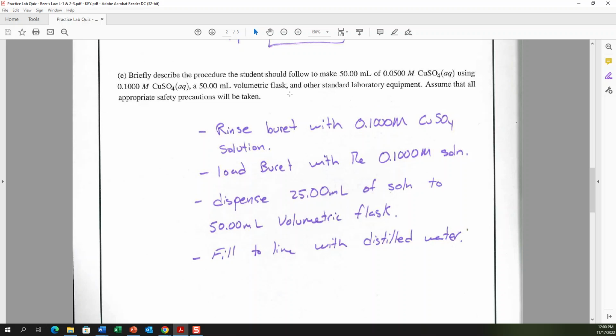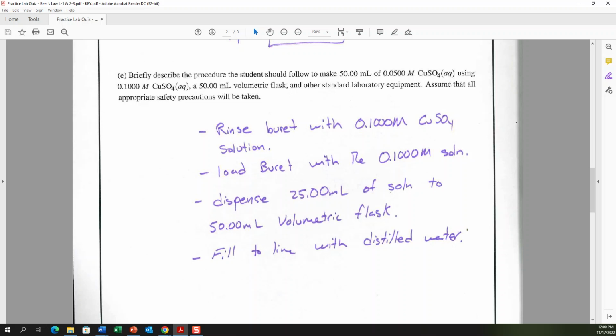And since they didn't give you a choice between a burette and a graduated cylinder, you could use a graduated cylinder, okay? So you could use a 25 mil graduated cylinder, or maybe you could use a 50 mil burette, but I'm going to use a burette because that's more accurate than a 25 milliliter graduated cylinder, but you could use a 25 mil graduated cylinder.